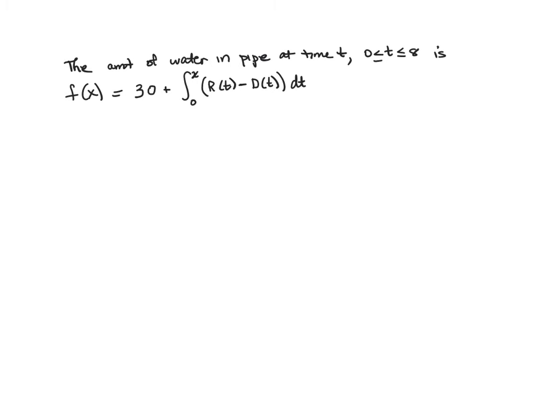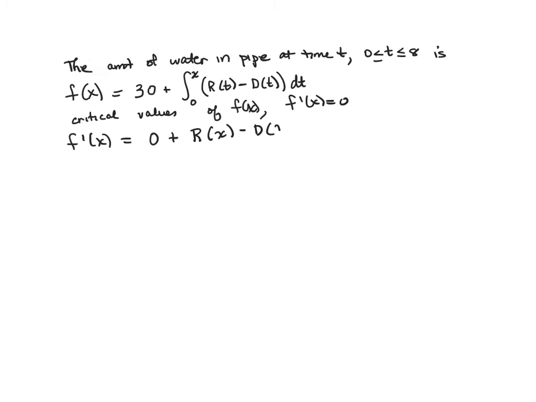So we have to get the critical values of f, which means that we set the first derivative to 0. The first derivative of this expression is 0 plus, and the derivative of an integral gives back the integrand by the first fundamental theorem of calculus part 2. Whatever letter is up here, we replace here. So we set r of x minus d of x equal to 0 and see what times that would equal 0. When we set that equal to 0, we find that x can be 0 or 3.271658. And we don't round at this point.